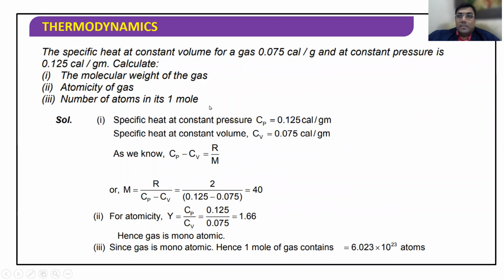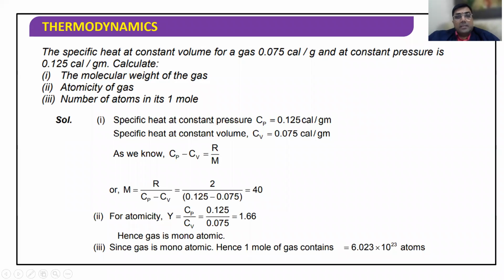You know CP, CV and all? These formulas you know or not? Yes, sir. R by CP minus CV, sir, the relationship. The specific heat at constant volume for a gas is 0.075 calories per gram and at constant pressure 0.125 calories per mole. Calculate the molecular weight of the gas, atomicity and number of atoms in its 1 mole.